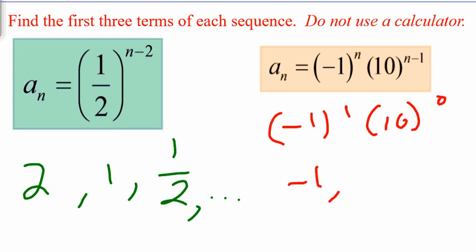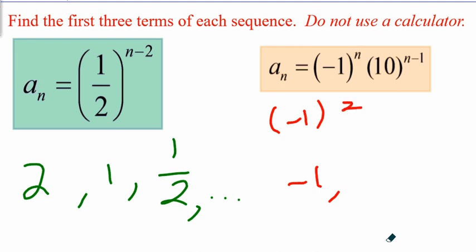The second term, I'm going to have -1 squared, which is going to make that a positive answer. So I'm going to have -1 squared, and then I'm going to do 10 to the 1 power. So I'm going to have a positive 1 times 10, and I get 10. When n is 3, the -1 cubed, I'm back to a negative number in front, and it's going to be 10 squared, so I'm going to get -100.